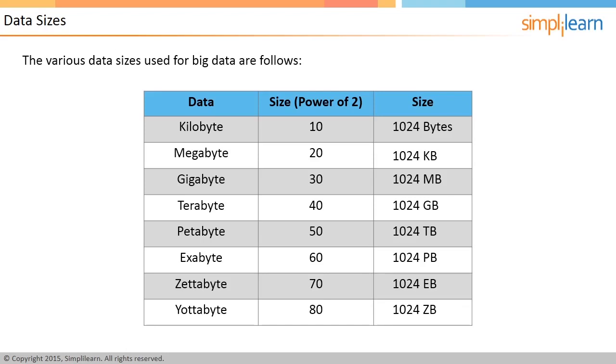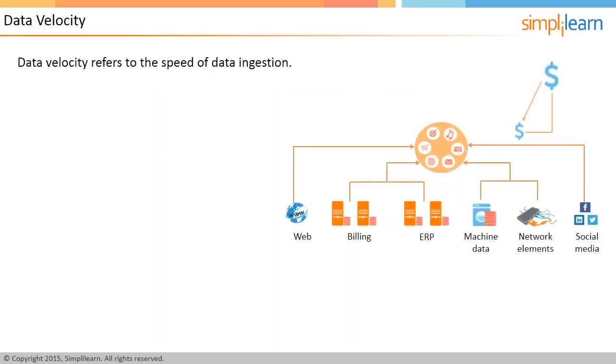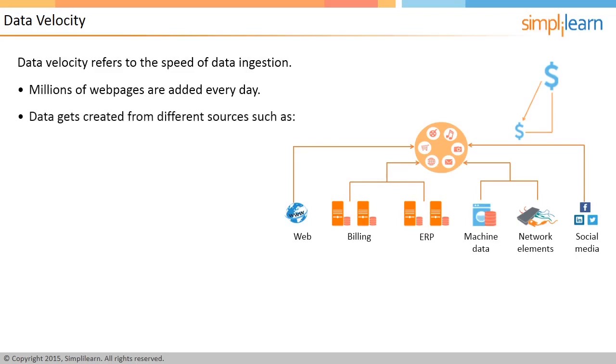Velocity of data refers to the speed of data ingestion or data growth. Millions of web pages get added every day. Data also gets created from different sources such as desktops, laptops, mobiles, tablets, and sensors. Manufacturing facilities have thousands of sensors that generate data every few seconds. People use different devices to create data throughout the day.